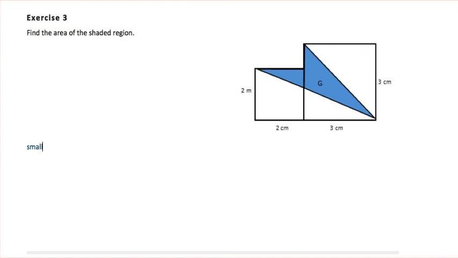We'll have the small square, which is 2 times 2. It's 4 square centimeters. And the large square, 3 times 3, which is 9 square centimeters. And now we need to look at the other parts.